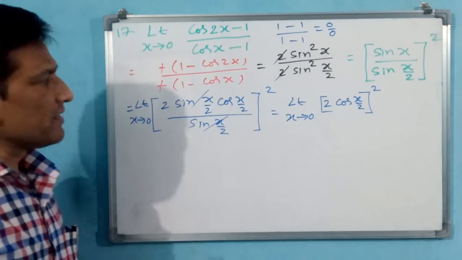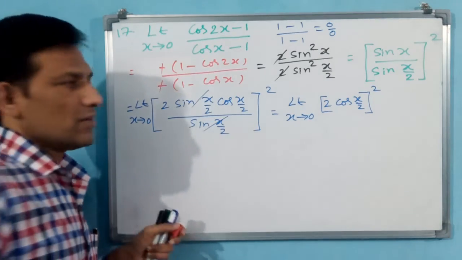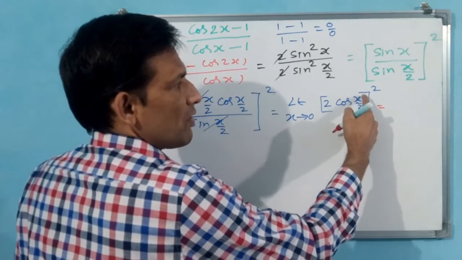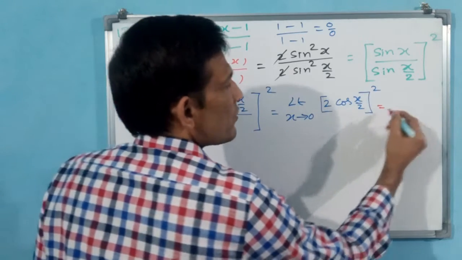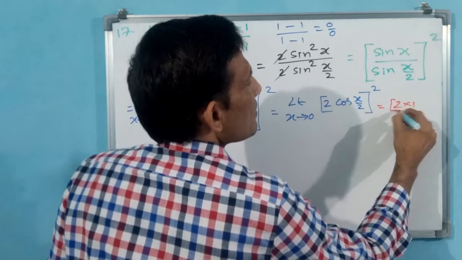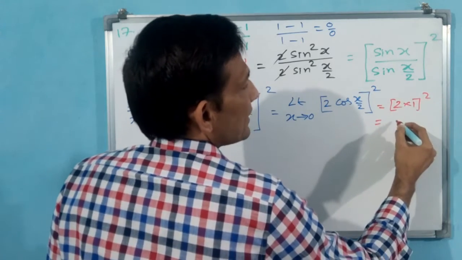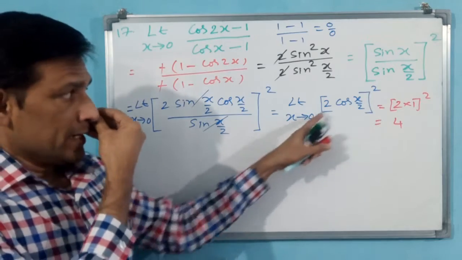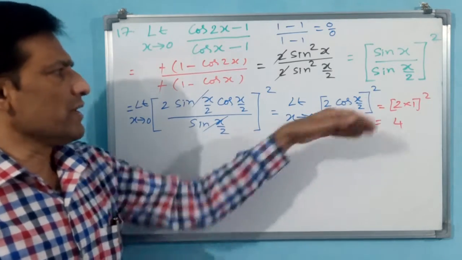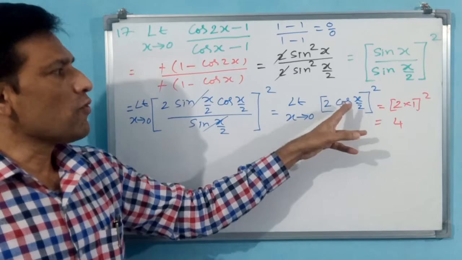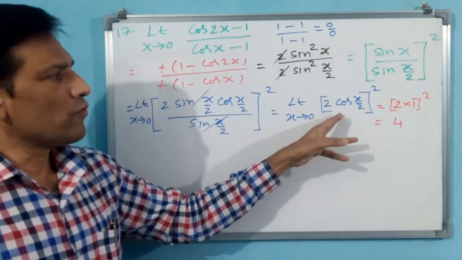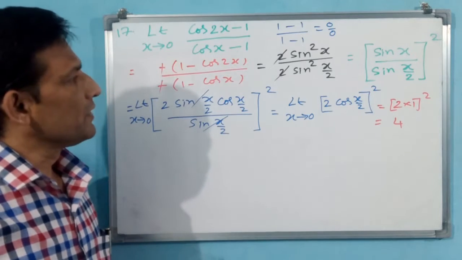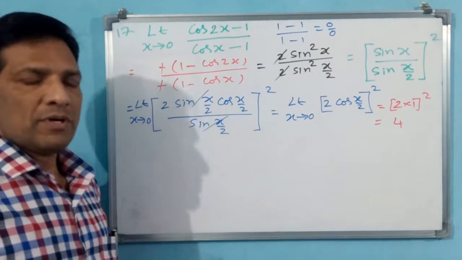You need not expand it further. Now directly you can apply. If you apply 0, automatically cos 0 is 1, 2 into 1, 2 into 1 whole square, that is equal to 4. Is it okay? Here itself you can apply the limit. You need not square. If you square also, 4 cos square x by 2 will come, 4 into 1, 4 only. Anyway, it is okay now. The answer is 4. Note it down.